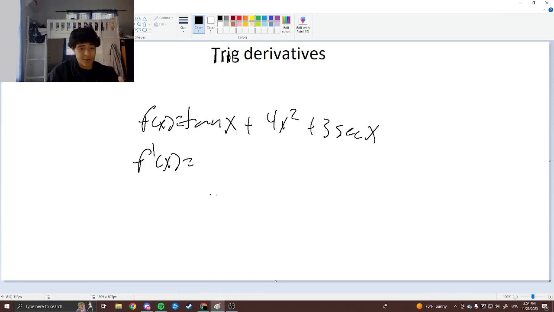Now let's look at this last problem. We have tangent x plus 4x plus 3 secant x. This one's pretty straightforward. It's just secant. Sorry, I'll let y'all do it. Pause it, solve it. Okay, now I'll do it.